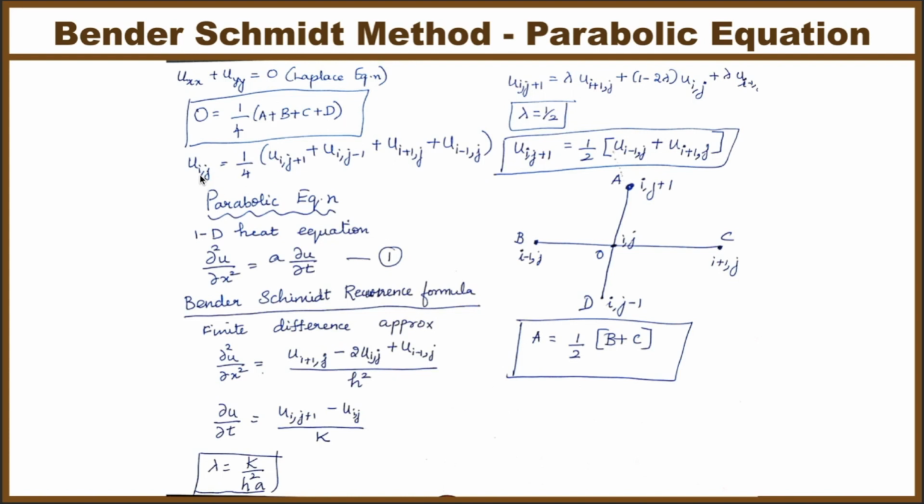In terms of u, we write it as ui comma j is equal to 1 by 4 of (ui comma j plus 1, plus ui comma j minus 1, plus ui plus 1 comma j, and ui minus 1 comma j). So using that we have found that part, that is used for the elliptic equation, that is the Laplace equation.